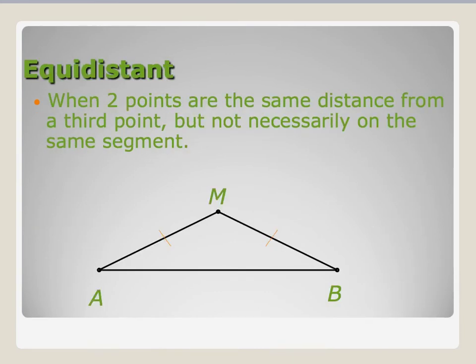And there's one more important thing you need to know about midpoints. Sometimes you have points that are the same distance from the endpoints of a segment, that are equidistant from each endpoint, but are not a midpoint. So when you have 2 points that are the same distance away from the endpoints, they're called equidistant, equal distances, but unless they're on the actual segment, they're not midpoints.